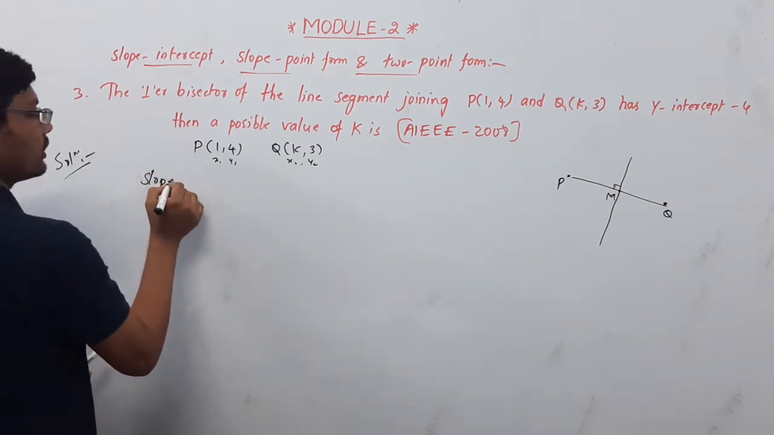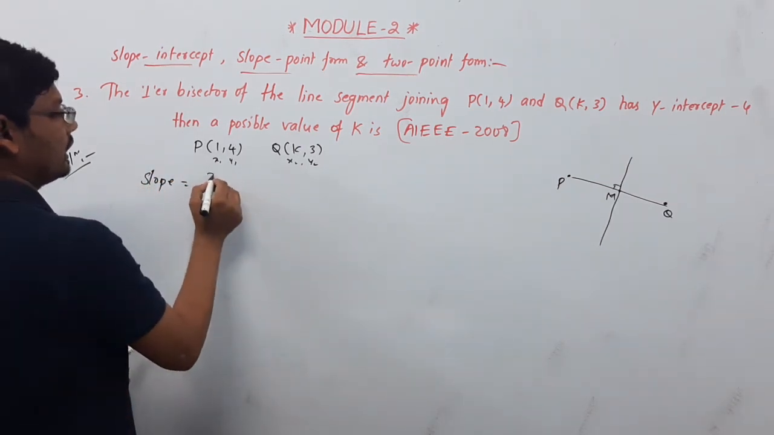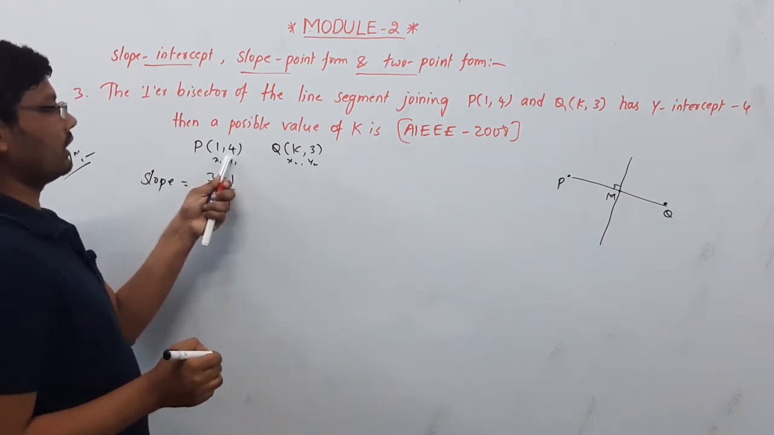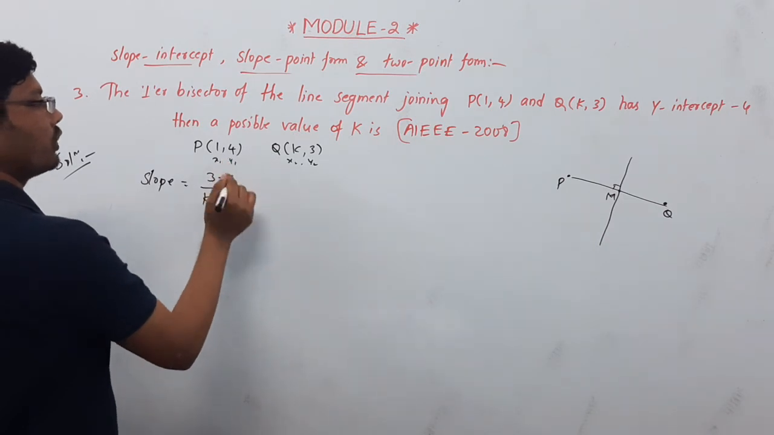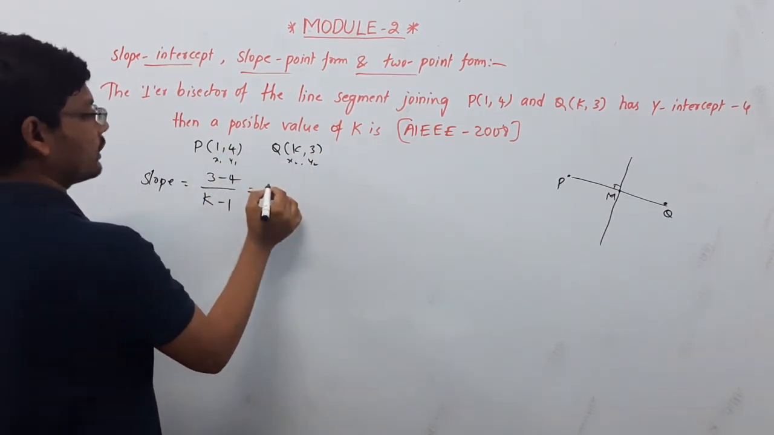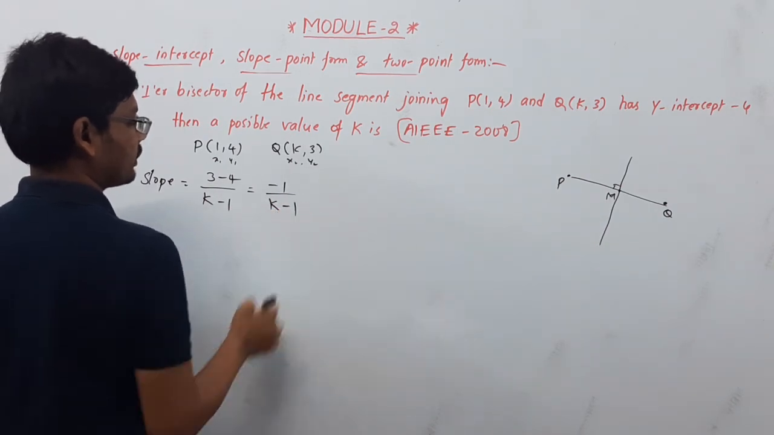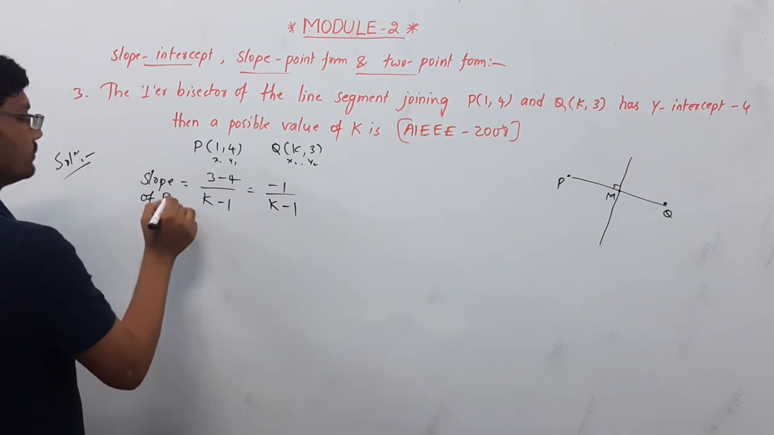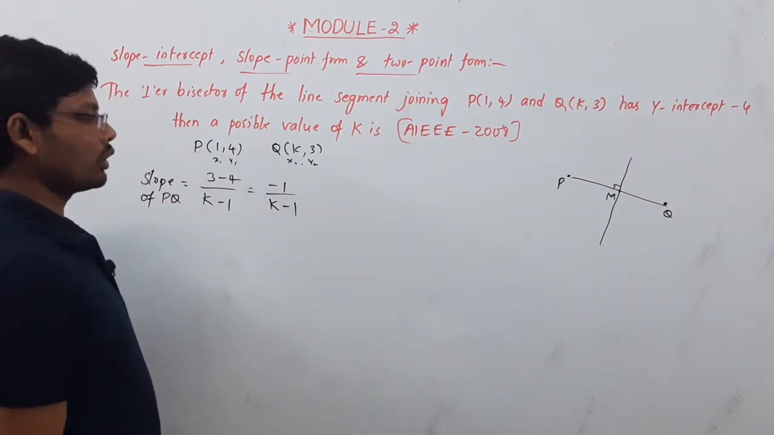So next here we have to find the slope. Slope is equal to (y2 minus y1) divided by (x2 minus x1), that is 3 minus 4 divided by k minus 1. 3 minus 4 is nothing but minus 1 by k minus 1. This is the slope of PQ.